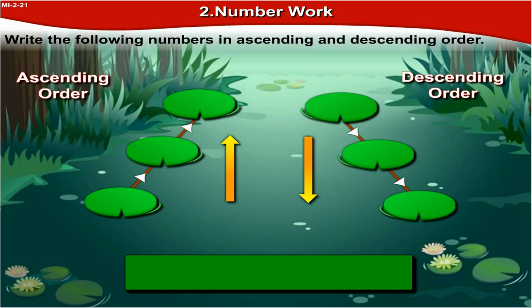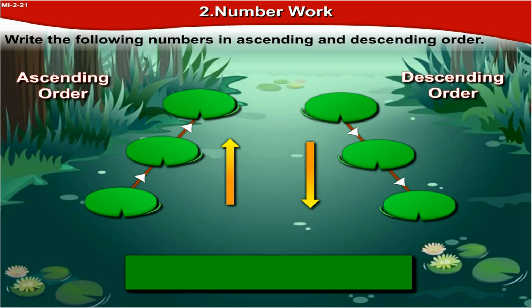Now let us see the next set of numbers. 88, 78, 75. Now the smallest number is 75 and the largest number is 88. So the ascending order would be 75, 78, 88. Now the descending order. The biggest number is 88 and the smallest number is 75. So the descending order would be 88, 78, 75.